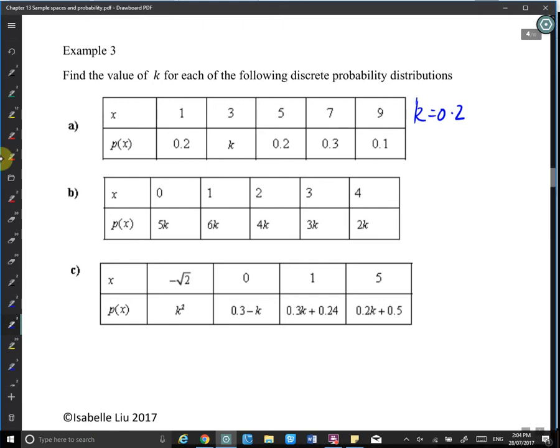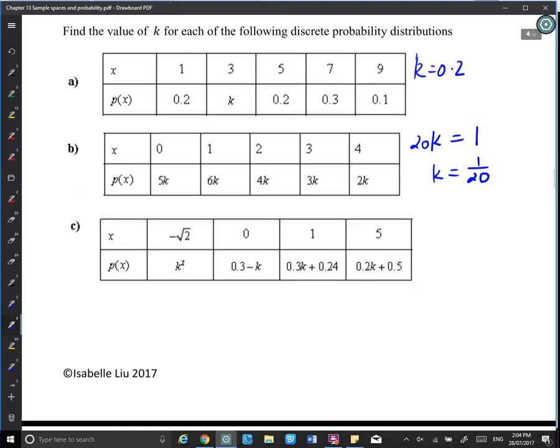Okay, you add all of that. That's how many K? 20K. 20K equals 1. K is 1 on 20, or say 0.05. Okay, C.